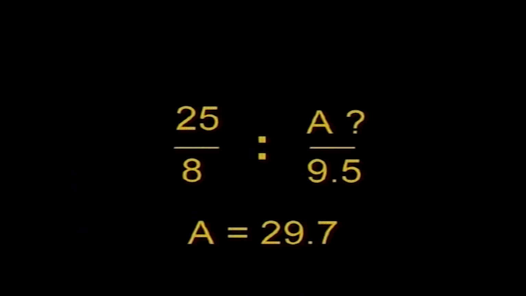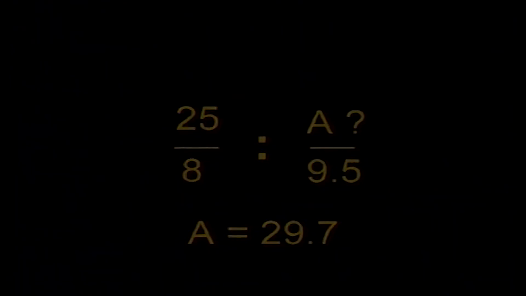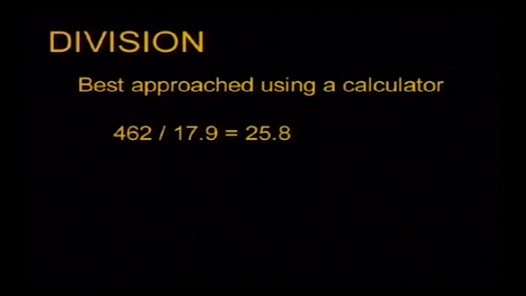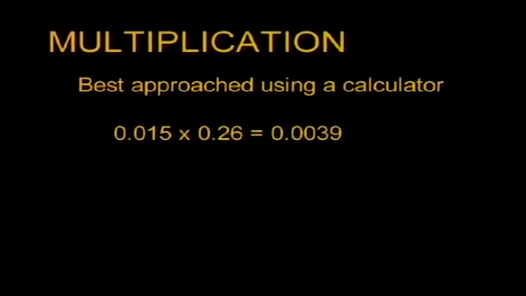To be honest, the calculation is best approached using an electronic calculator. Although division can be done in a similar way to ratios using the circular slide rule, 462 divided by 17.9 equals 25.8 is best solved using a calculator. The same is true for multiplication. 0.015 multiplied by 0.26 equals 0.0039.